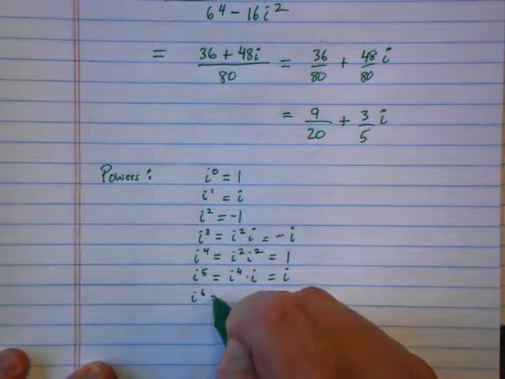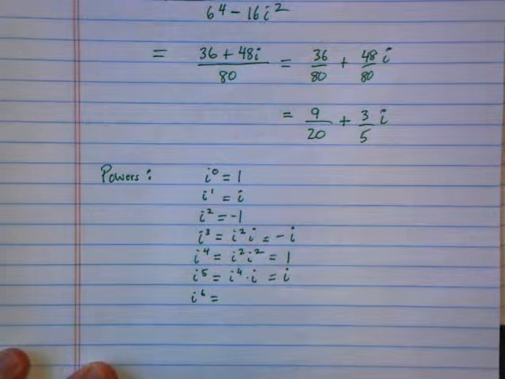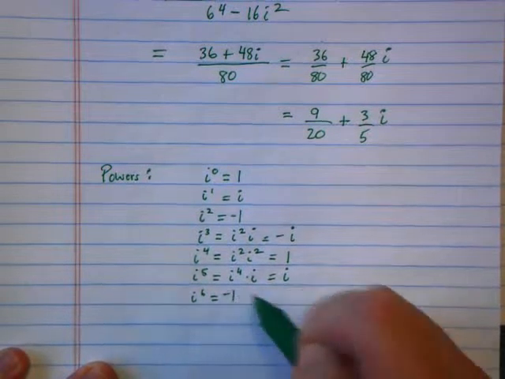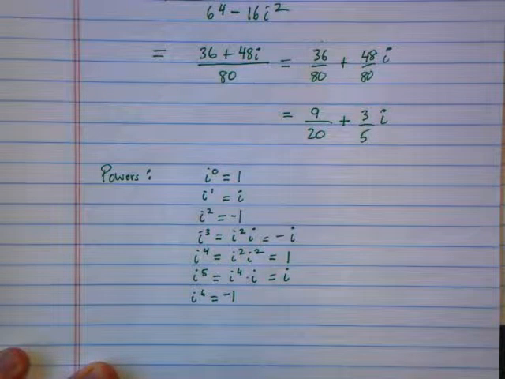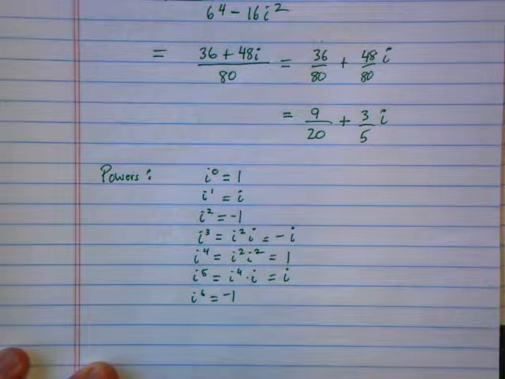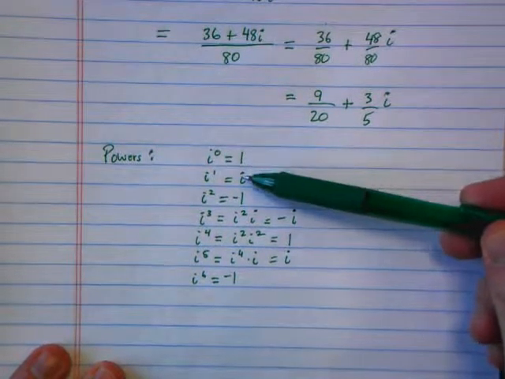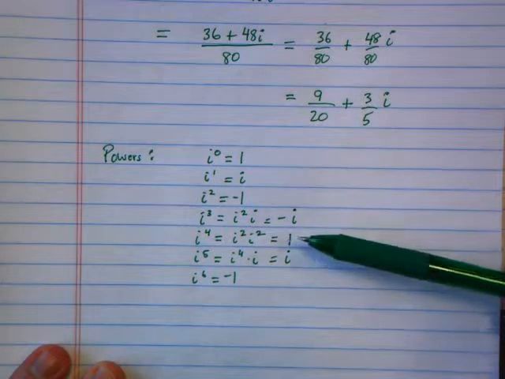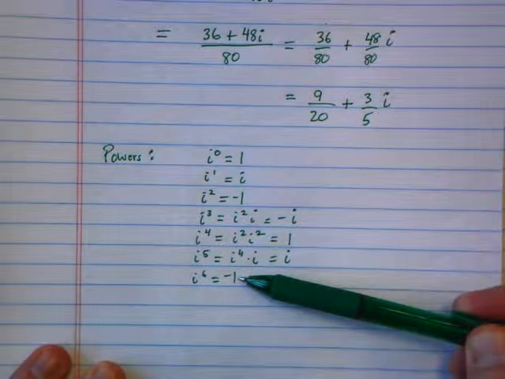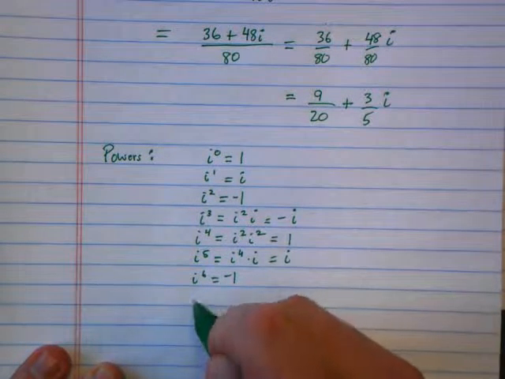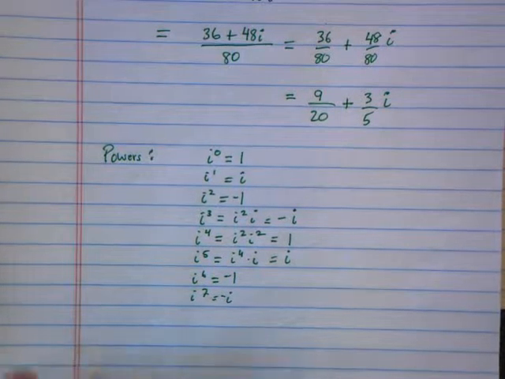i to the 6th? Not i. Negative 1. Why negative 1? It would be i to the 5th times i, which is i times i, which is negative 1. Or here's what I was looking at. I noticed it went i, negative 1, negative i, 1. The next answer is i to the 7th is negative i. It seems to go in a pattern and cycle.